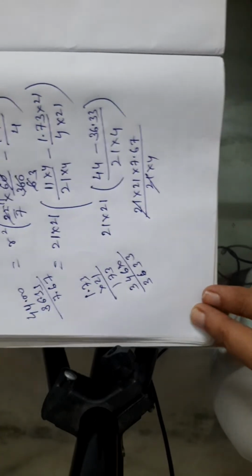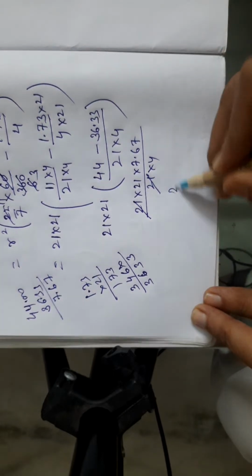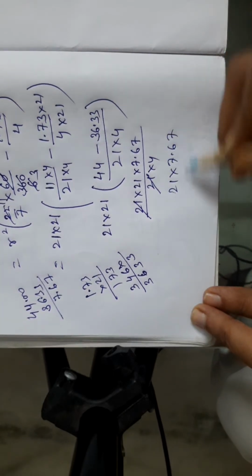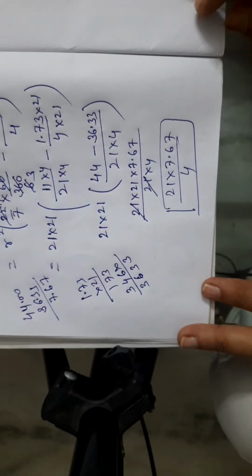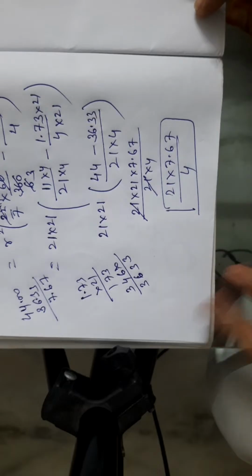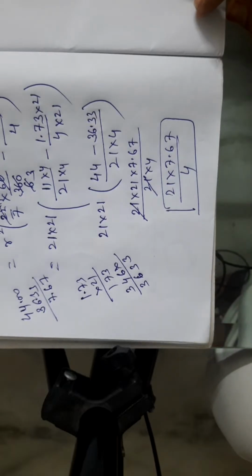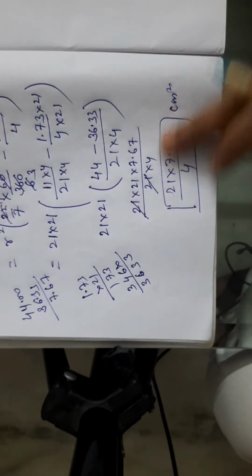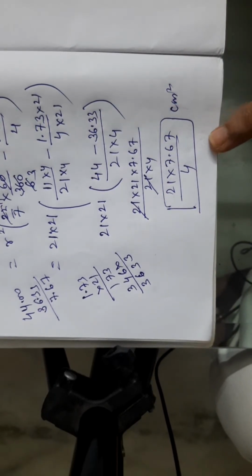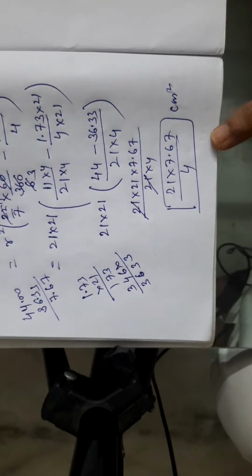Now next, multiply and divide. This part I'm leaving for you. So this is the final answer, where we'll be getting the area of the minor segment. If they ask to find the area of the major segment, again we will find the area of the circle, and from that the area of the minor segment will be subtracted. Is it clear? Understood how to do calculations now?